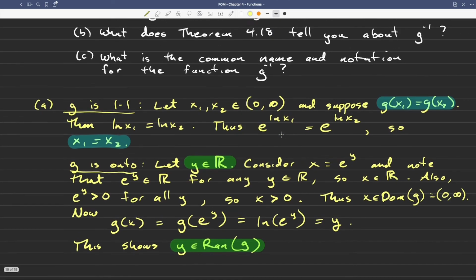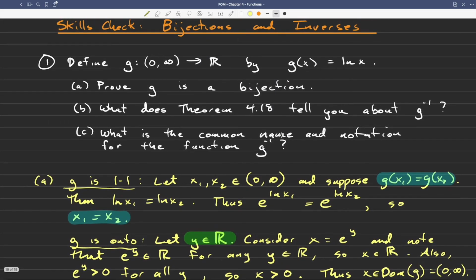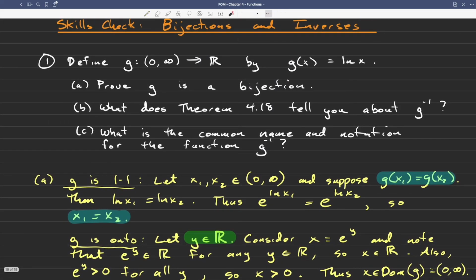All right, so what we just found out is that the natural log function, when you define it as a function on the positive real numbers to the real numbers, it's a bijection. And if you think about the graph of the natural log function, that's not a big surprise. The graph of it looks like this. And you can see that the range of that is all real numbers.